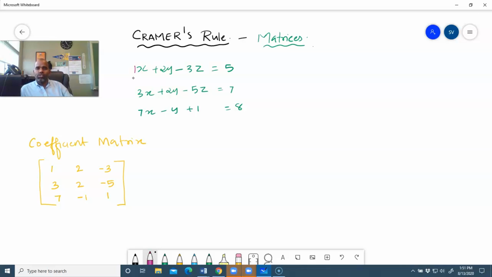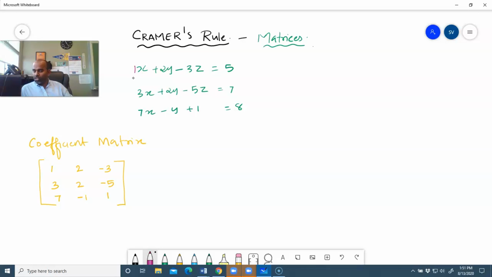So 1, 2, negative 3, that is the first row. 3, 2, negative 5, that is the second row. 7, negative 1, and there is no number with z, so consider it as 1. So 7, negative 1, 1. That is the coefficient matrix.